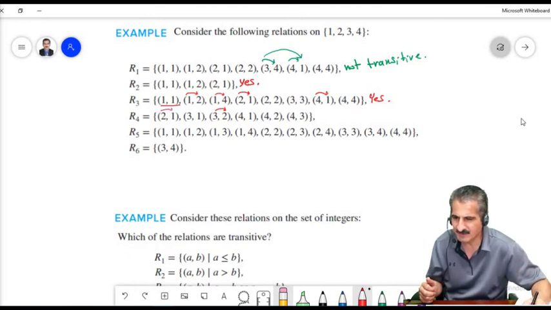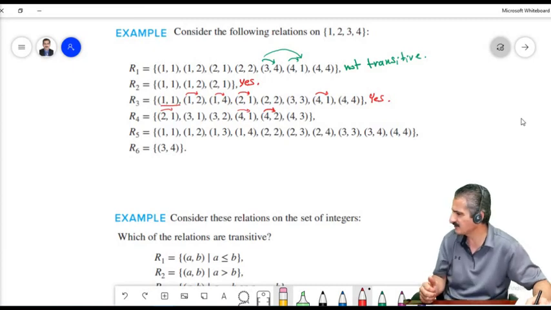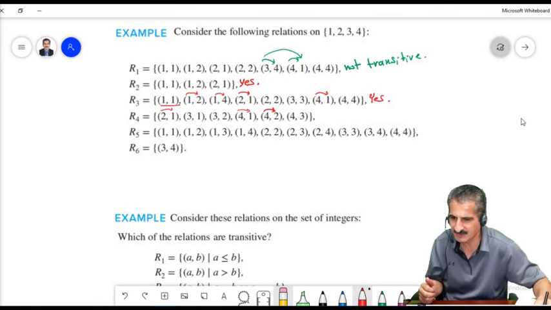3 going to 1. Okay, 4 going to 1. And then, okay, 4 goes to 2. So let me take this now. 4 goes to 2. And 2 goes to 1. And we have 4 goes to 1 here. Good. 4 goes to 3. 3 goes to 1. 4 goes to 1. And 4 goes to 3, 3 goes to 2. Okay, I can see it is transitive. I checked it out. So it is yes.